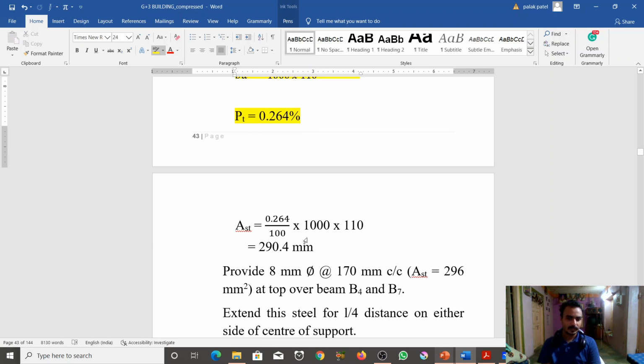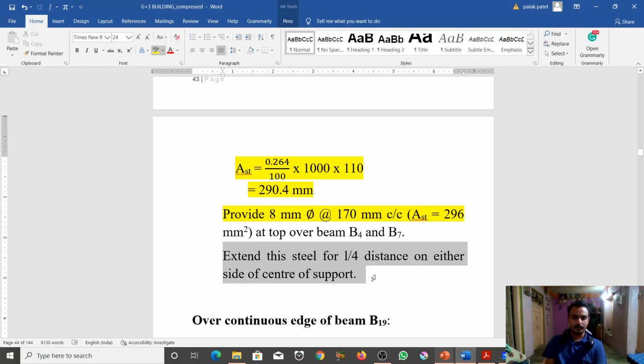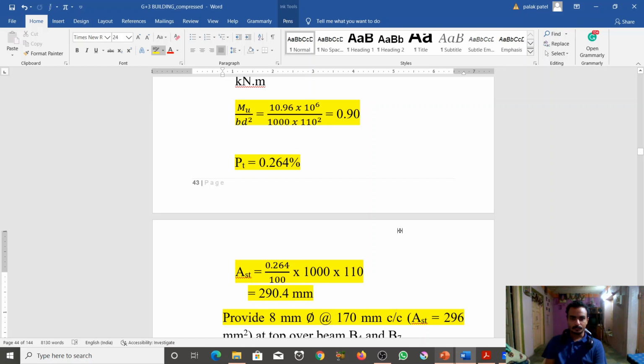Capital Ast: 0.264 divided by 100 into 1000 into 110. So Ast is 290.4 mm square. And then provide 8 mm diameter at 170 mm center to center at top of our beam B4 and B7. Okay. Extend this steel for L by 4 distance on either side of center of support. So this is the completed design at support.